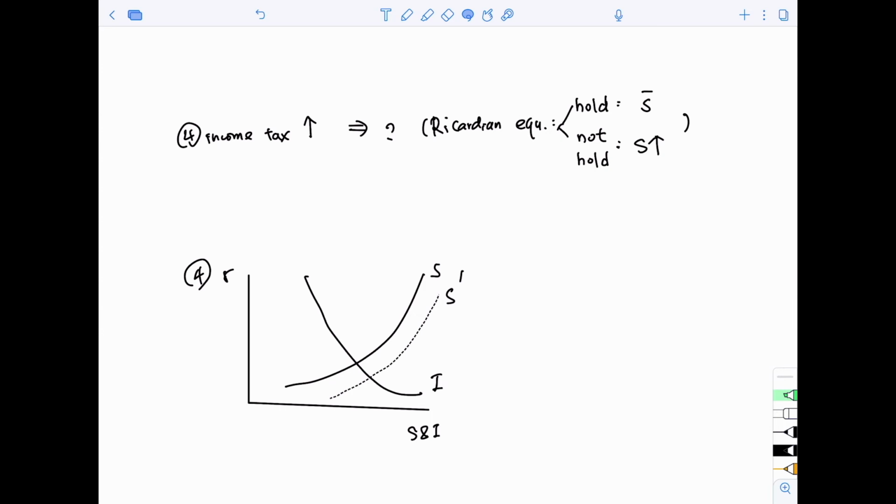Therefore, in the saving and investment diagram, if there is an increase in the income taxes, when the Ricardian equivalence doesn't hold, it will cause an increase in saving, which will cause the right shift of the saving curve. Because of that, the equilibrium real interest rate falls. Then we know that given any level of the output, the real interest rate should fall.